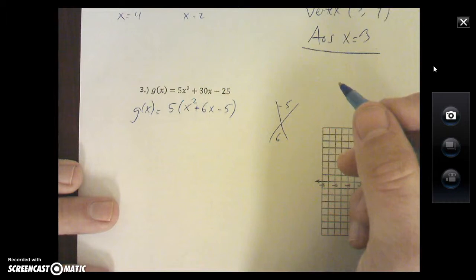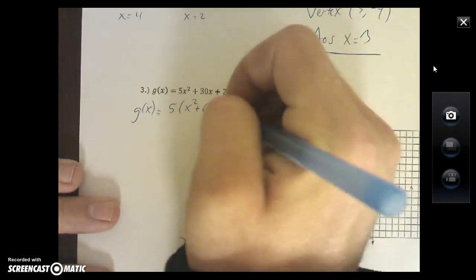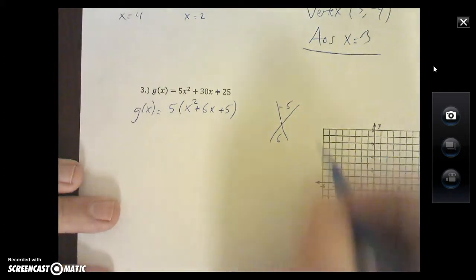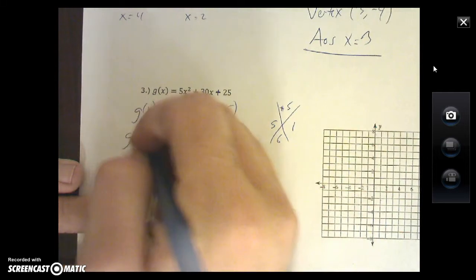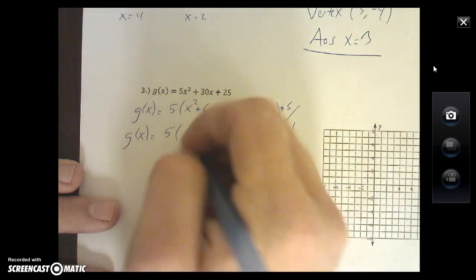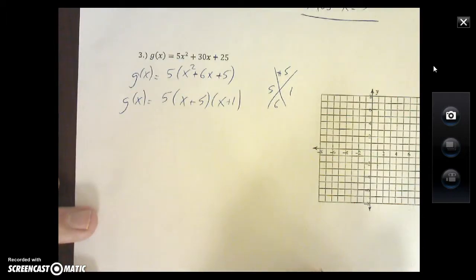I need to make sure I tell you guys something. I wanted you all to change this negative 25 to positive 25. Remind me in class. Okay. So this would change to a positive 5. That means you need 5 and 1. So x plus 5, x plus 1. There's my fully factored term.